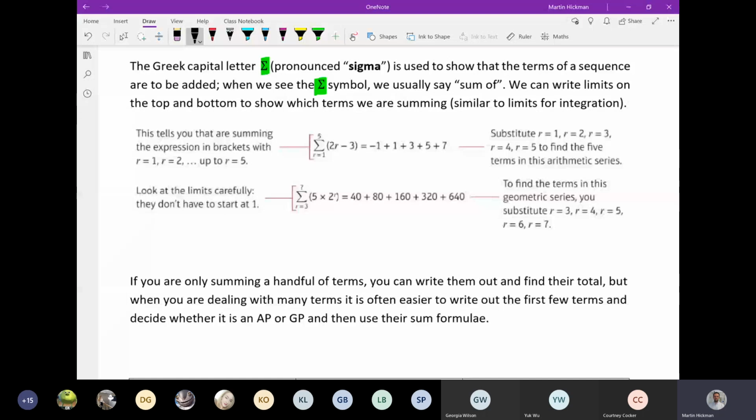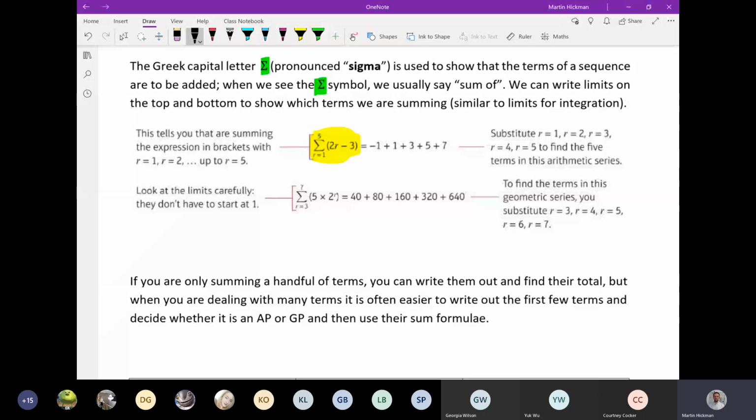So there's a few examples here, and if you look at the first one, just look at this one that I've highlighted here. There's quite a bit of notation to get used to. Firstly, on the bottom we've got this r equals 1, and on the top we've got 5. What that means is we need to substitute all the numbers from 1 to 5, and we're only talking about integers here, we're not talking about any numbers in between. So basically there's 5 terms that we need to find and then add them all together.